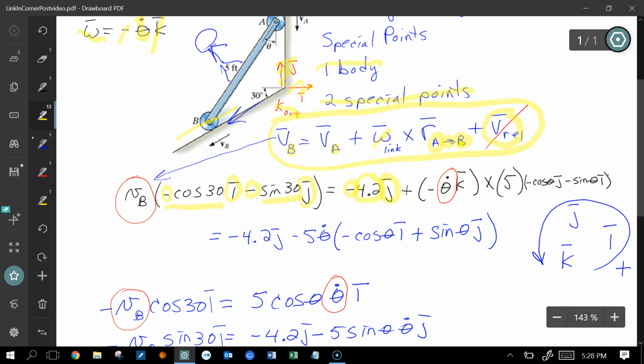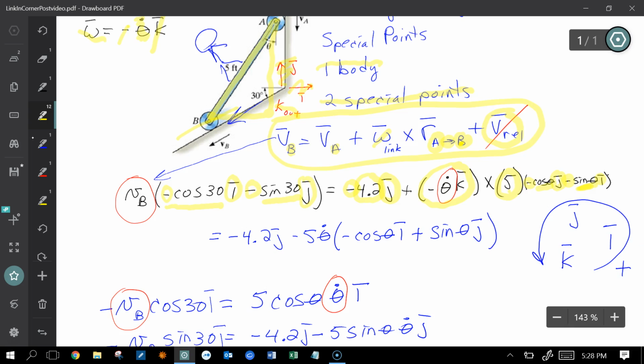And then for the omega, I just plugged in the omega. So here's the omega. And then for the R, it's going to be a distance of 5. It's going 5 cosine of theta, and it's down, negative J. So I'm going from A to B. So I'm going to go down, and then I'm going to go left. And so that'll be 5 sine of theta is the distance, and left is a negative I. Okay, so that's how I plug in.